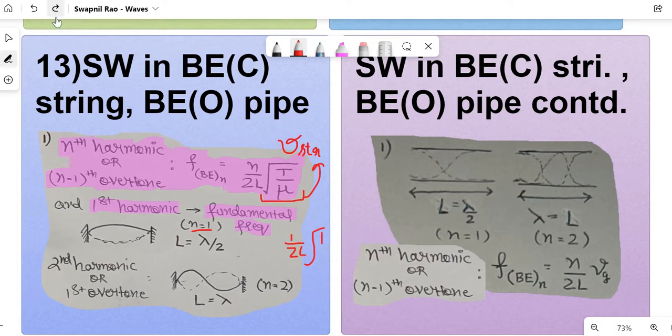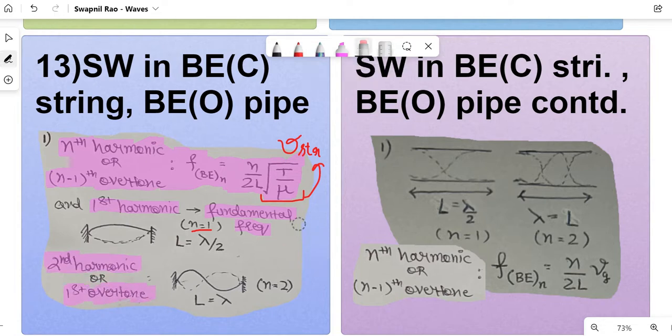And in the same way, if you put n as 2, that would become the second harmonic. You just have to put it over here, by the way. When n is 2, it becomes the second harmonic, or the 2 minus 1th overtone, which means the first overtone. That's why I've written or first overtone. In that case, this 2 will get cancelled and the formula will be 1 by L under root T by mu. So that's about the formula.